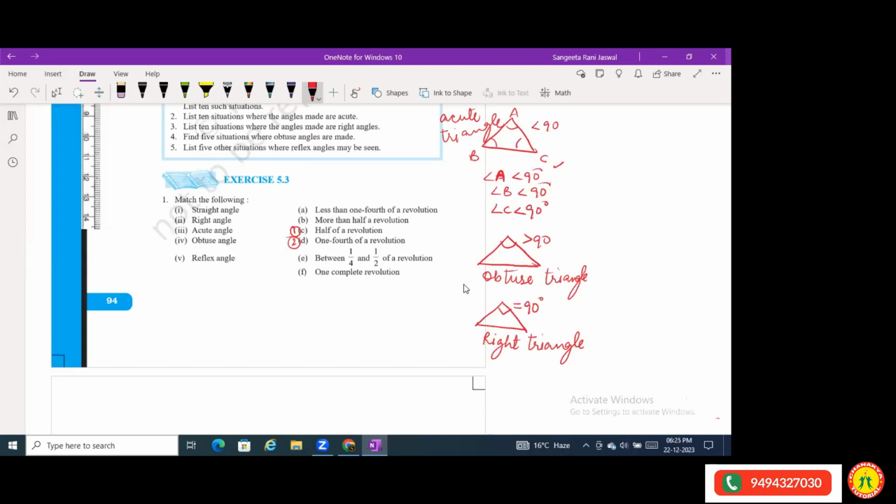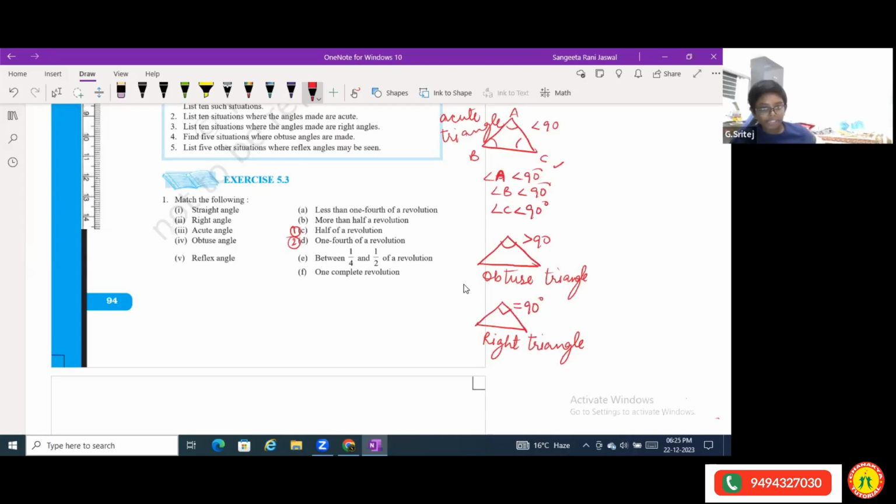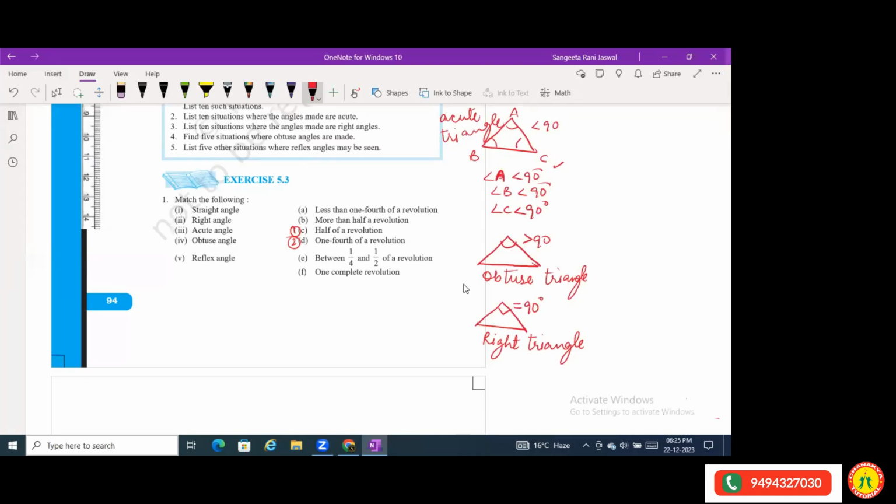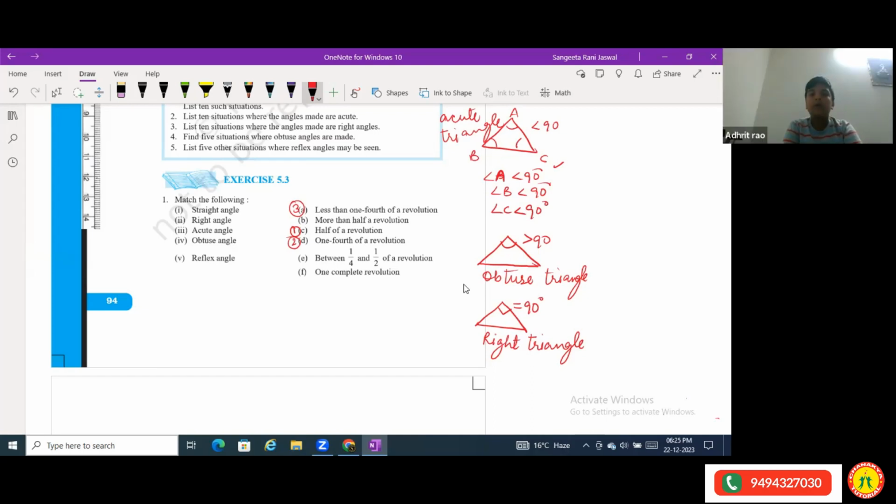Okay, now Sritej, you tell me the third one, acute angle. Ma'am, it's A, less than 1/4 of a revolution. Yes, less than 1/4 of a revolution. Now, Hridesh, you tell me obtuse angle. Okay, now coming back again. Adrit, you tell me obtuse angle. Yes, ma'am. Between 1/4 and 1/2 of a revolution. Very good.